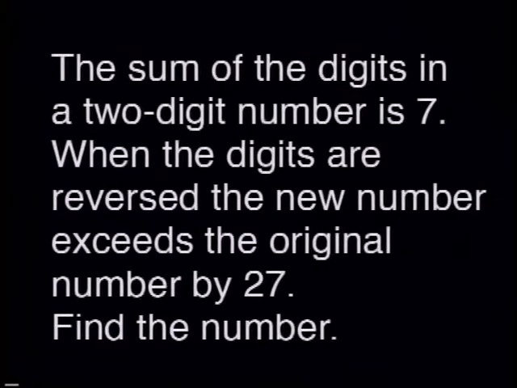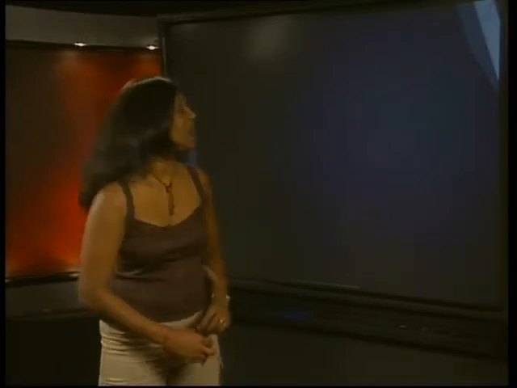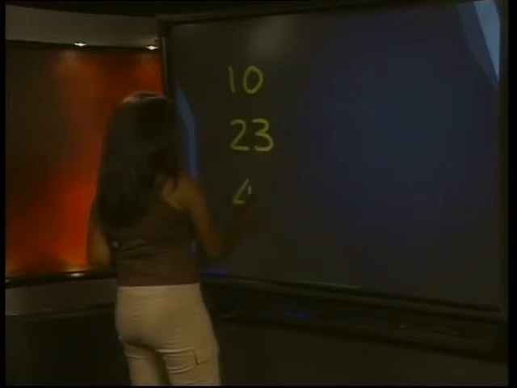The sum of the digits in a 2-digit number is 7. When the digits are reversed, the new number exceeds the original number by 27. Find the number. Let's start by making sure that you understand the question. Think of any 2-digit number. I'll choose 10, 23, and 43.